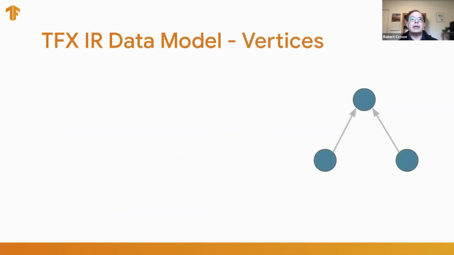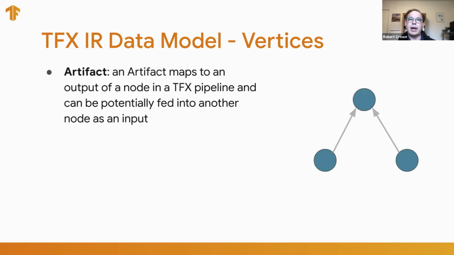So the data model, or you could look at this as either the data model for the IR or for the metadata, because they're mirrors of each other. It has vertices, and those vertices are artifacts. So an artifact is an output of a node in a TFX pipeline, and it can potentially be fed into another node as input. Or it could be just like a saved model, for example. It could just be the results of the pipeline.